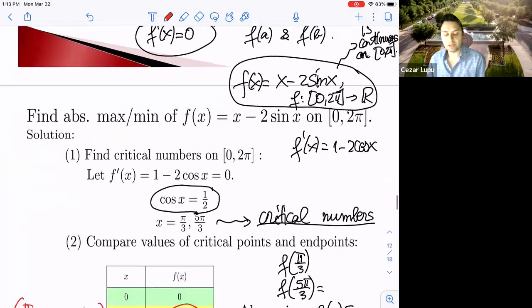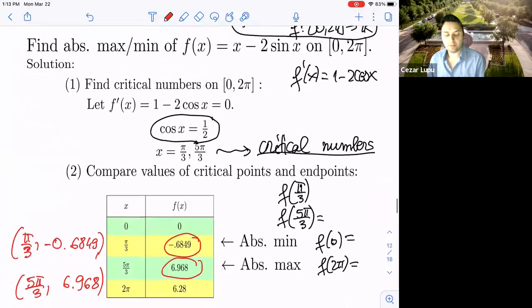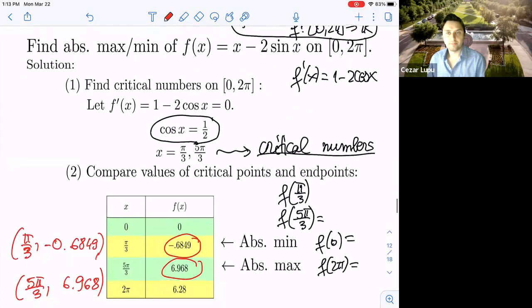All right, any questions so far regarding this example? It's pretty standard, I would say.